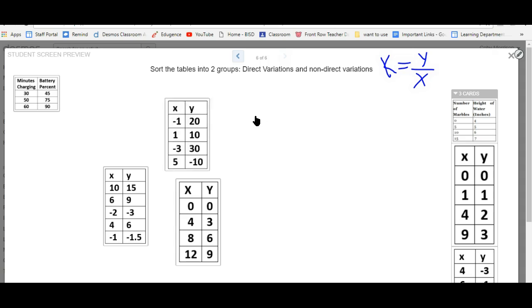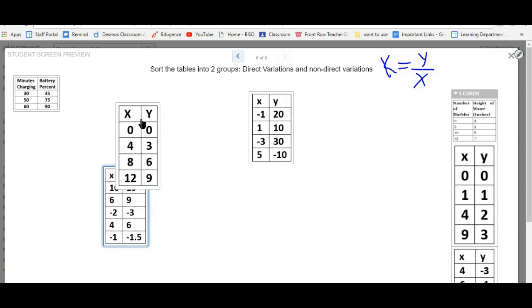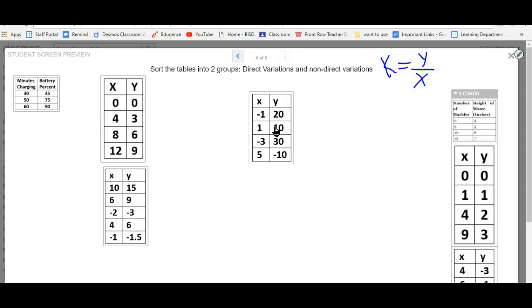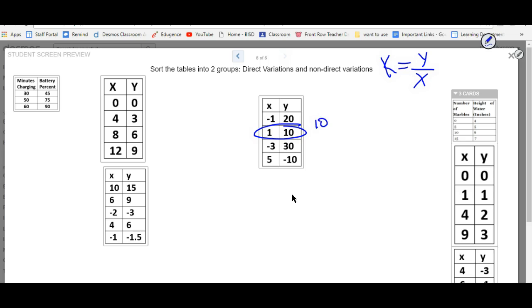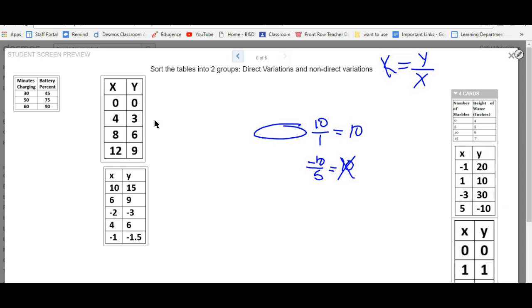Let's look at this one. If some of these numbers are confusing, try to make it easy on yourself. Choose the easy ones. 10 over 1 is just 10. Well, down here I have negative 10 over 5. That is not 10. So that is not a direct variation.